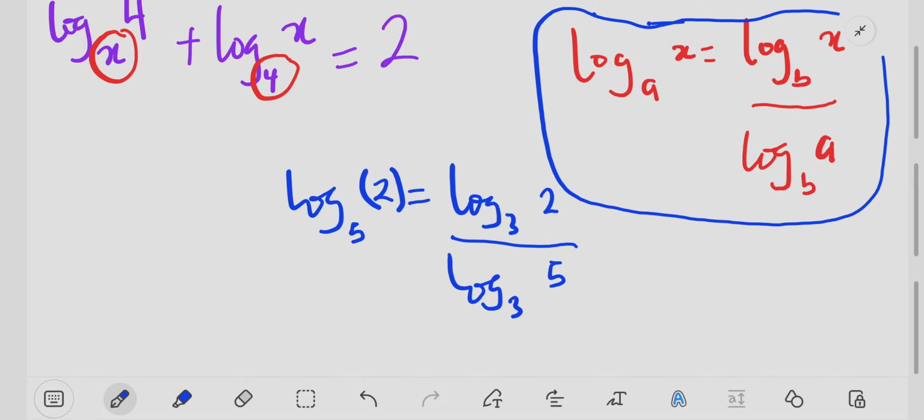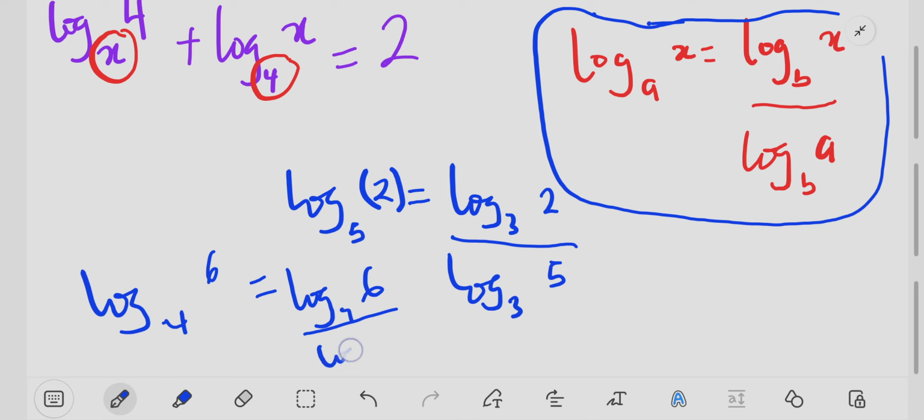So log to the base 5 of 2, if you want to change the base to base 3, you are going to end up with log to the base 3 of 2 all over log to the base 3 of 5. Another example: if you have log to the base 4 of 6 and you want to change it to base 7, you're going to get log to the base 7 of 6 all over log to the base 7 of 4. I guess this makes sense, if you've understood it.